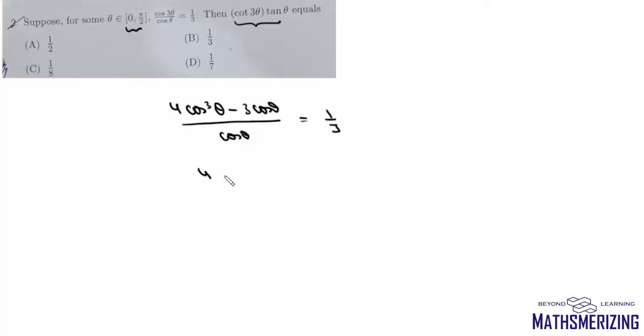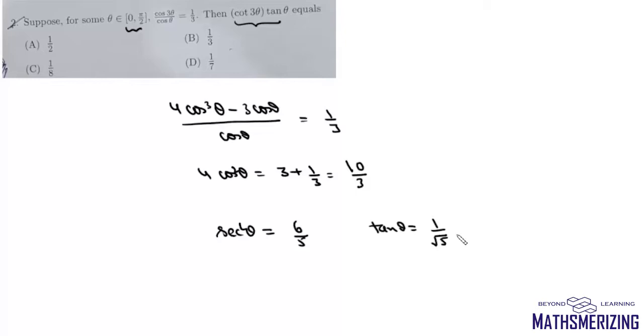Now we can write this as 4 cos square theta minus 3 equals 1 by 3, so 4 cos square theta equals 3 plus 1 by 3, which is simply 10 by 3. Now we can write this as secant square theta equals 6 by 5, and secant square theta is 1 plus tan square theta. So we'll get tan theta as 1 by under root 5.